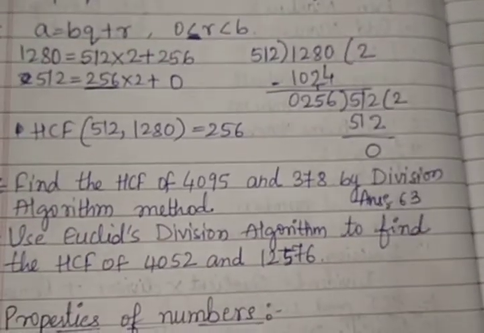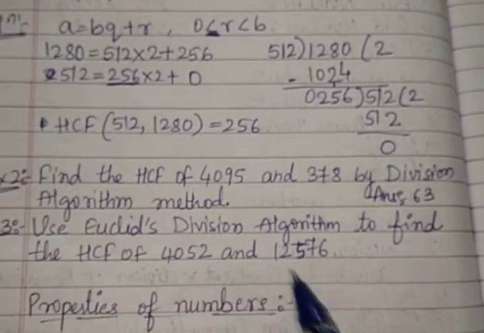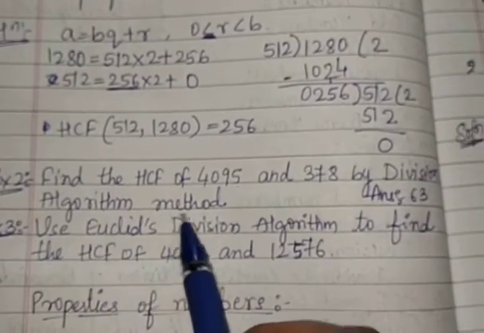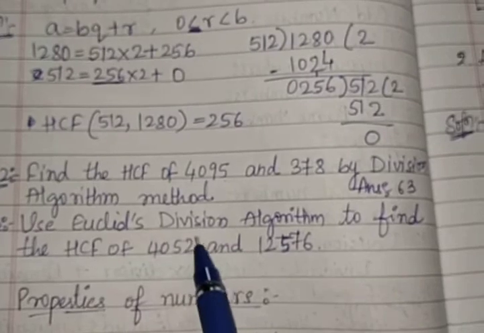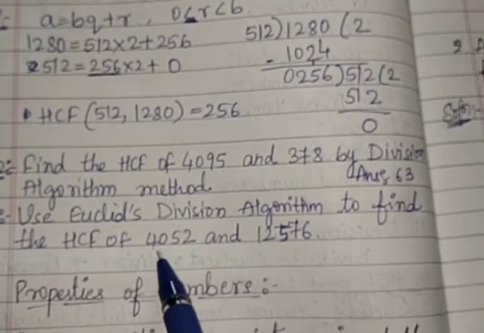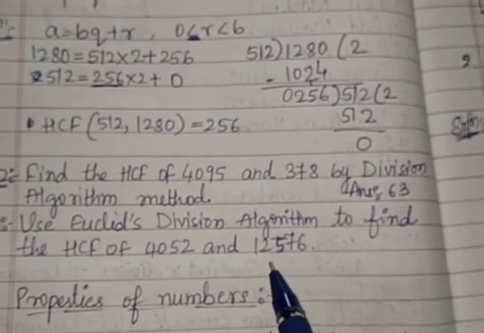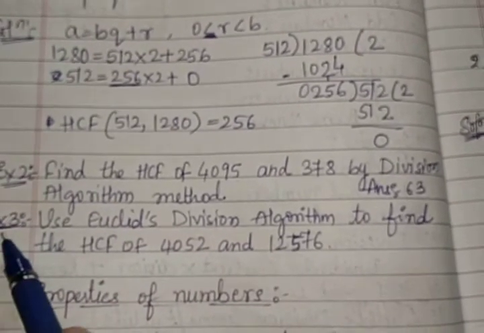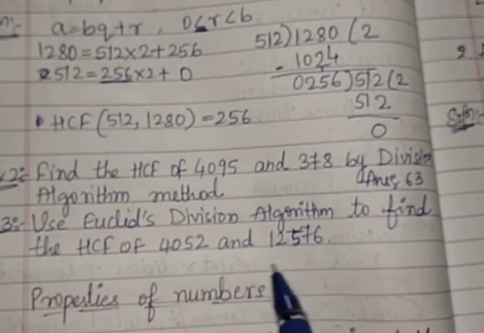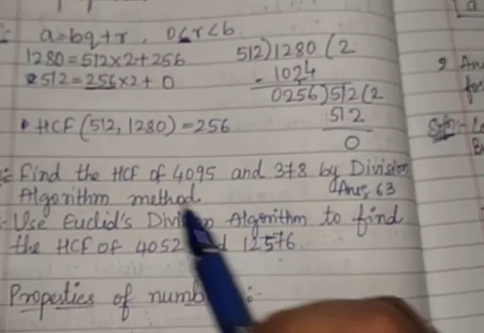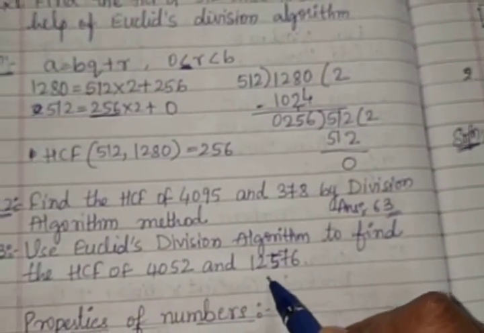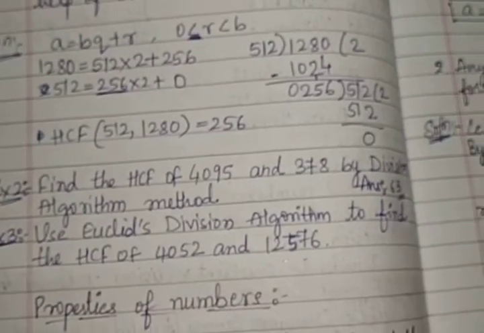Now this is one example for you. This is like an assignment. Find the HCF of 4095 and 378 by the division algorithm method. One more example, example 3: use Euclid's division algorithm to find the HCF of 4052 and 12576. I have given the answer for the first one. Do find the answer for example 3 and write it in the comment section below.